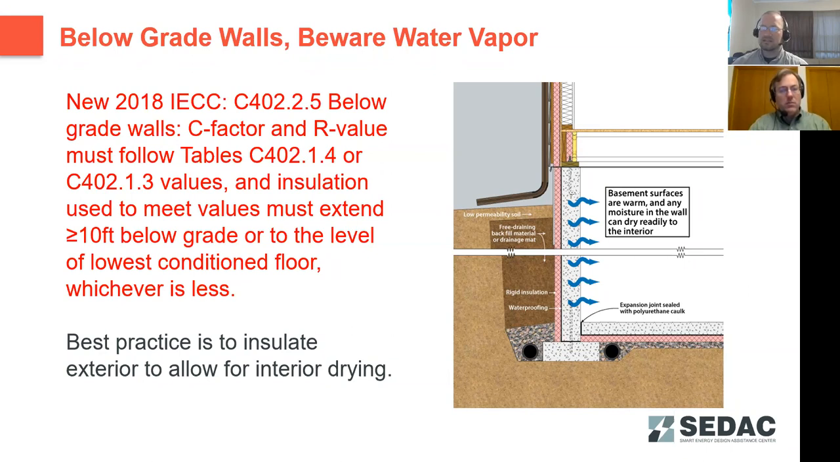Best practice that we see in construction is to insulate on the outside of the foundation wall and allow that to dry to the interior. This prevents any moisture in the soil from building up in that wall assembly below grade and causing degradation of that assembly.